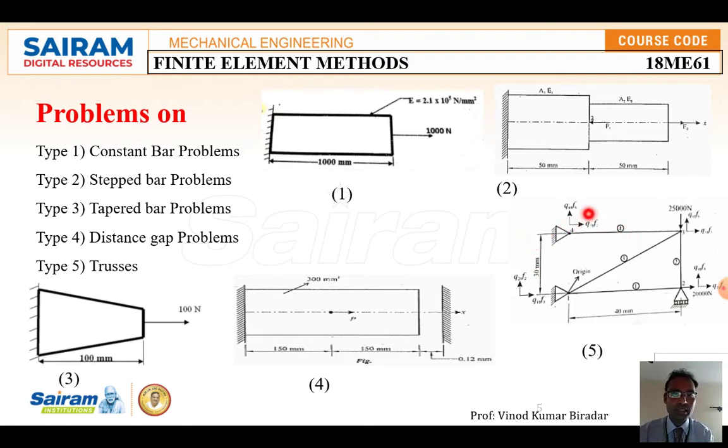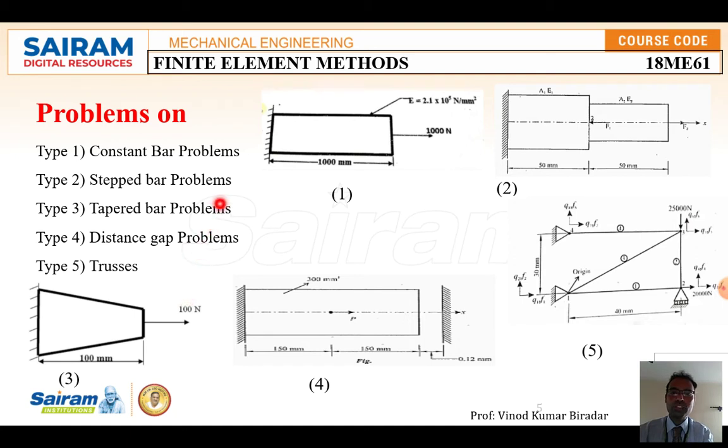These are the five different types of problems you are going to solve. There are 2 methods of handling boundary conditions: one is the elimination method and the other is the penalty method. We are going to solve all these 5 types of problems with both methods. And you have a lab, the computer aided modeling analysis lab. These are the Part A experiments.